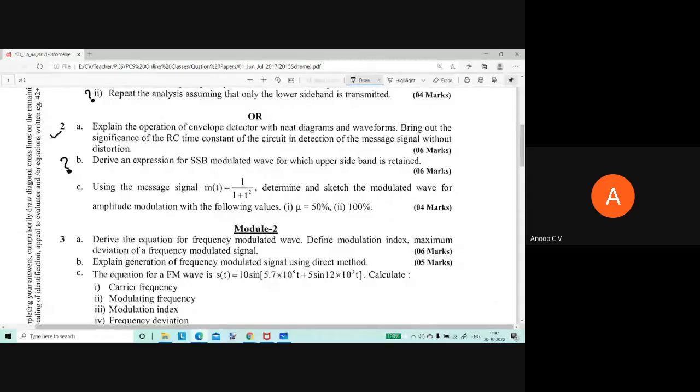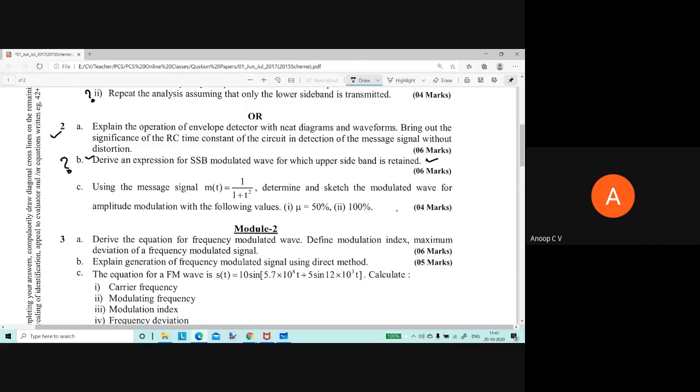Oh, sorry, not this. This again we have derived, right? In last Friday's session, we derived the expression for the SSB modulated wave, for lower sideband retained and upper sideband retained. So then this again we have done: the expression for the SSB modulated waveform for which the upper sideband is retained. There we had to make use of the concept of the Hilbert transform, right?